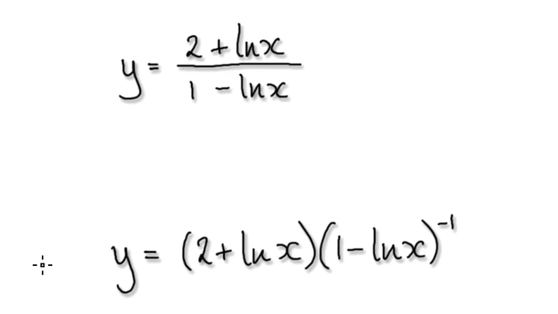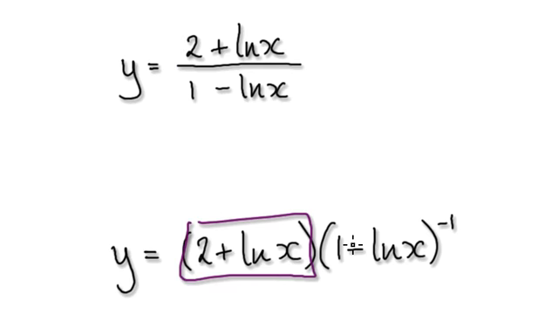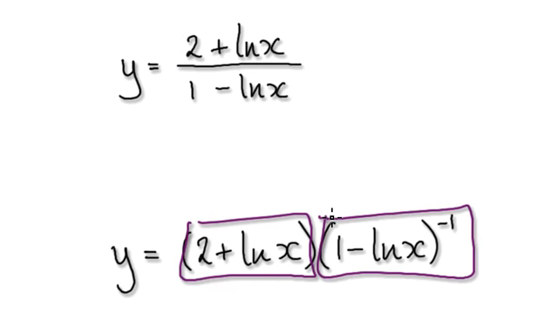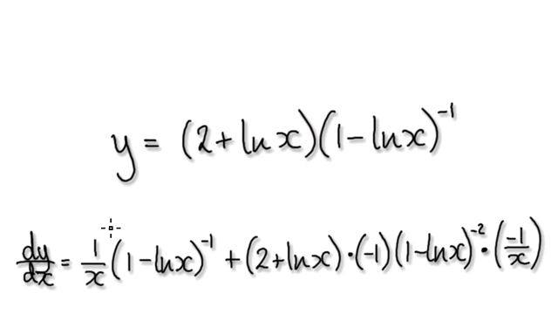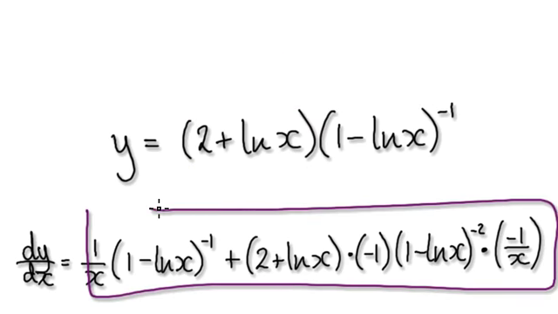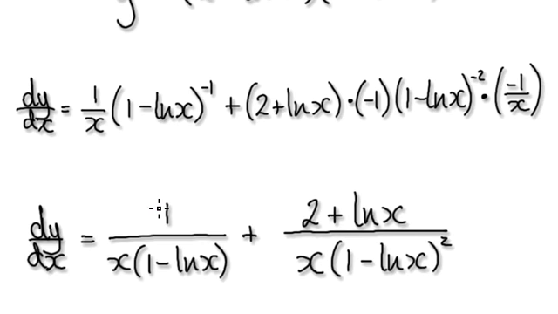Okay, so to do this, you can visualize this whole thing as this block multiplying with this block here. So now we can use the product rule. The product rule is: differentiate this, leave this the same, and then leave this the same, differentiate this. That will then give you this. Okay, and then now tidy it up.